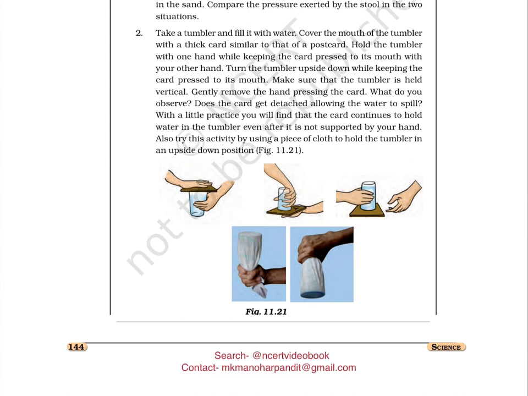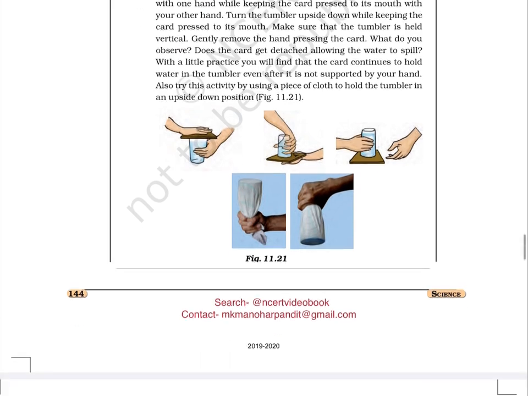Gently remove the hand pressing the card. What do you observe? Does the card get detached, allowing the water to spill? With a little practice, you will find that the card continues to hold water in the tumbler even after it is not supported by your hand. Also try this activity by using a piece of cloth to hold the tumbler in an upside-down position as shown in figure 11.21. Page 145.